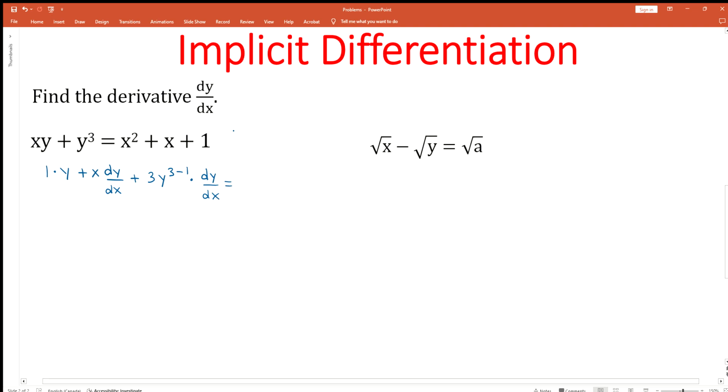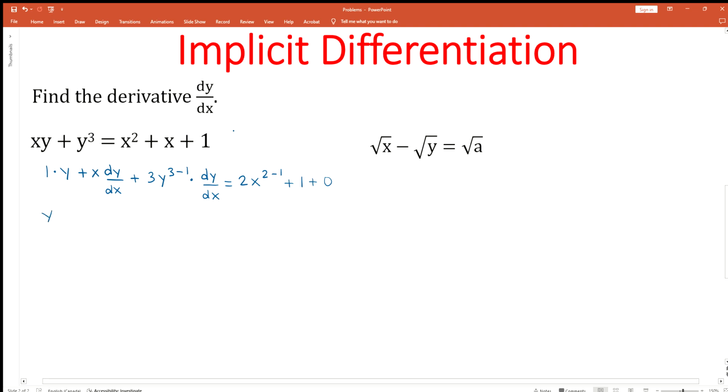The derivative of x squared with respect to x is 2x. We have to use power rule. We should move the exponent 2 to the front of the term and subtract 1 from 2. The derivative of x with respect to x is 1 and derivative of 1 is equal to 0 because 1 is a constant. Now we have to simplify this step and isolate dy over dx from this equation.